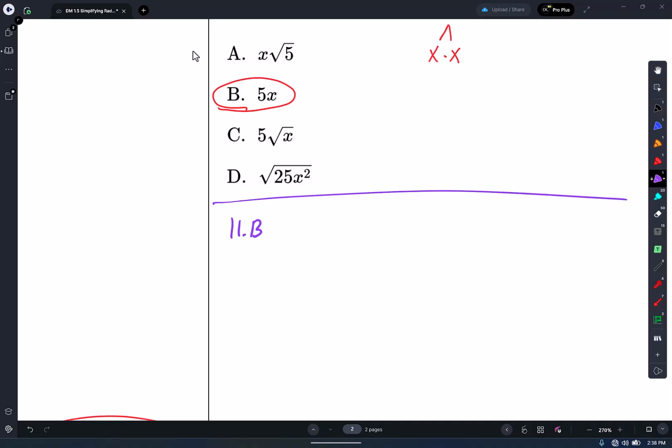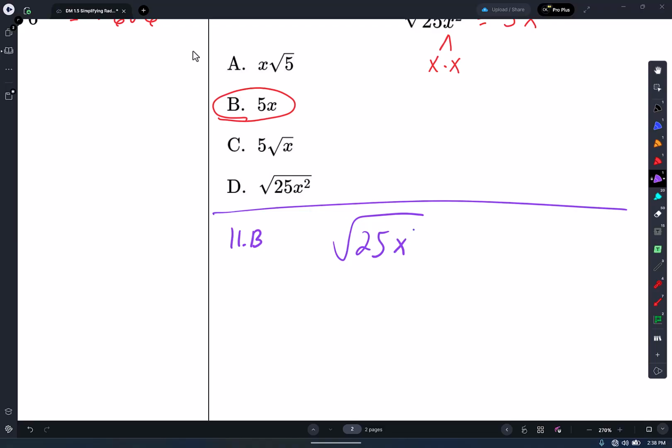What if I had the square root of 25 x to the 11th? Relax. What you want to do is turn that x to the 11th, turn that exponent into an even exponent, but you want to make sure that you still have x to the 11th. So I'm going to write 25 x to the 10th times x. Do you agree that is still x to the 11th? Okay. So now this x to the 10th breaks down into x to the 5th times x to the 5th.